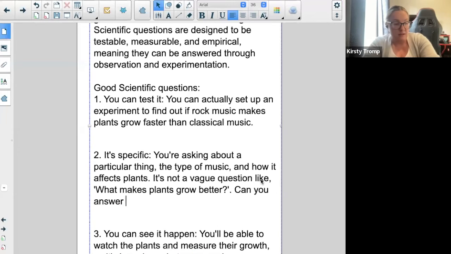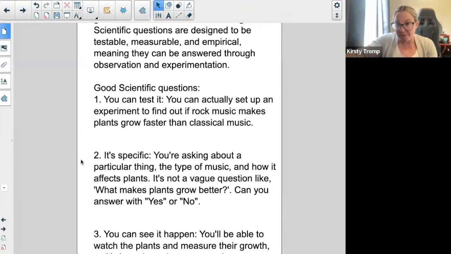Because if you ask, for example, what makes a plant grow better, then it's not going to be just yes or no. You will sound stupid if you say yes or no to that question. But if the question is like it is here, if rock music does make a plant grow better, then you can say yes, it does, or no, it doesn't. That's a great way of looking at it, Mr. Hugo. I like that as well. Fantastic.